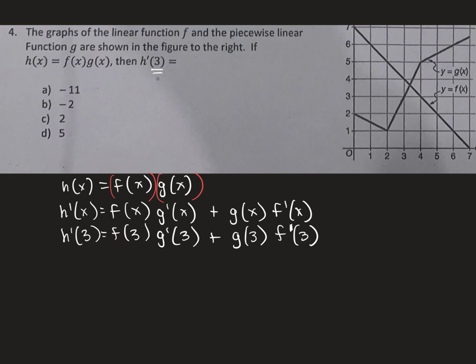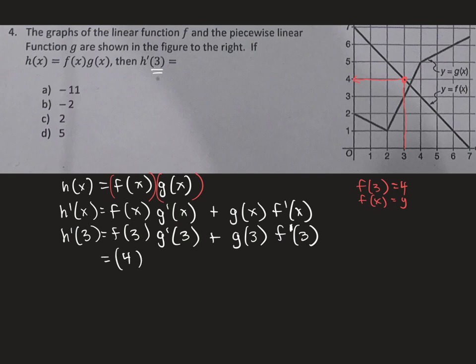So let's start with f at 3. Really, f at 3 is just the y value when x is 3, because remember it's like f of x equals y. So when x is 3, the f function, we go up to this one, is going to be 4. So f at 3 is equal to 4. We can replace that in the equation.